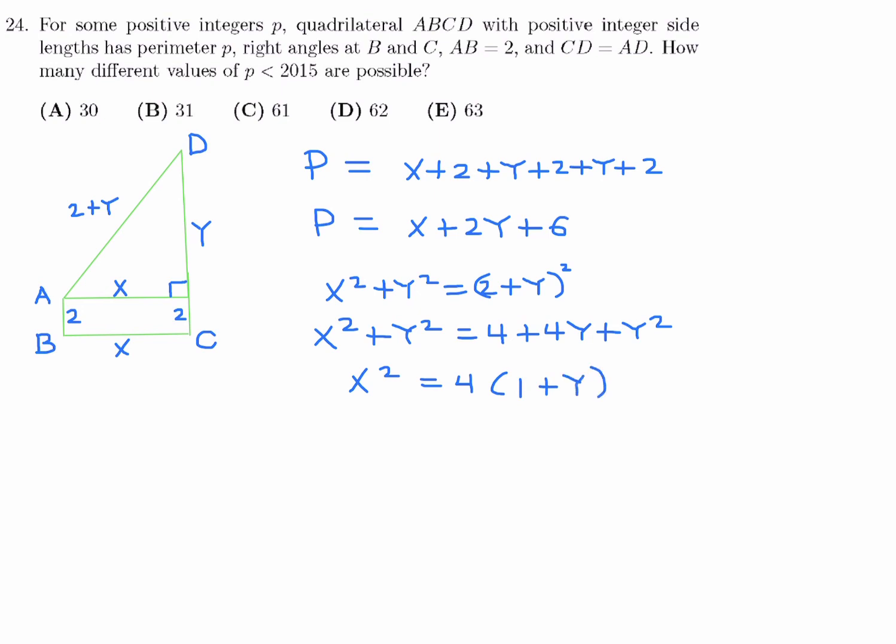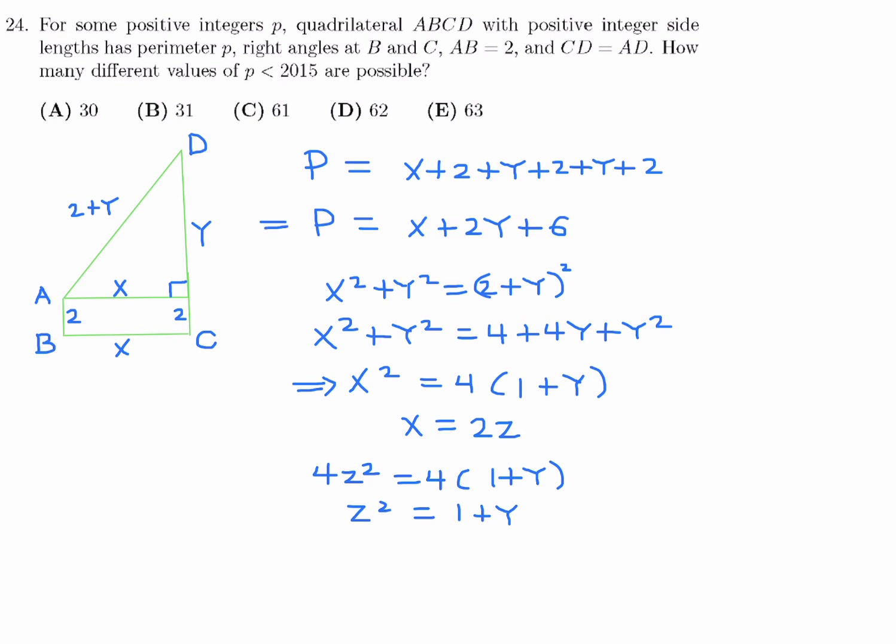All right, well obviously X is going to be even. It's a multiple of 4. So we can let X equal to some even number, 2Z let's say. And plug that back in just to make math a little bit easier. And we get, plug it back into here, 4z squared is equal to 4 times 1 plus y. And that means that z squared is equal to 1 plus y.